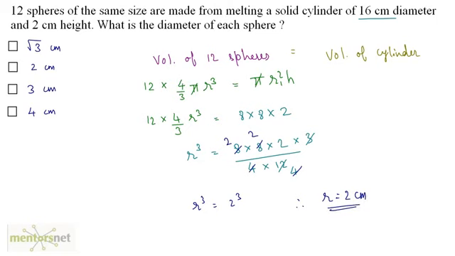So therefore r is equal to 2 centimeter. Now the radius is 2 centimeter. We have been asked what is the diameter. Well, the diameter is twice the radius, so diameter is equal to 2 times 2, that's 4 centimeter. So option D is the correct answer.